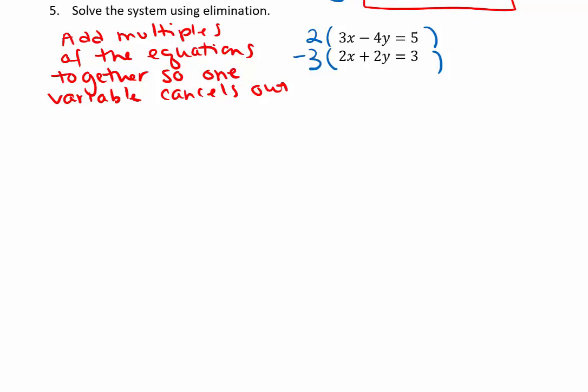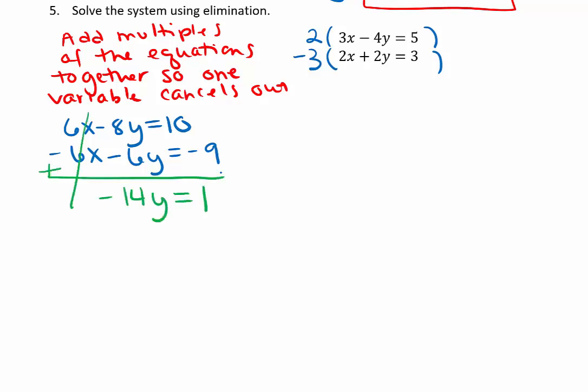I notice that if I multiply the top equation by 2, that term becomes 6x. If I multiply the bottom equation by negative 3, I get a negative 6x, equal but opposite coefficients. So I multiply every term in that first equation by 2, every term in that second equation by negative 3. And now when I add the equations together, I get negative 14y equals 1. This is something we can solve. We can divide both sides by negative 14, so y equals negative 1/14.